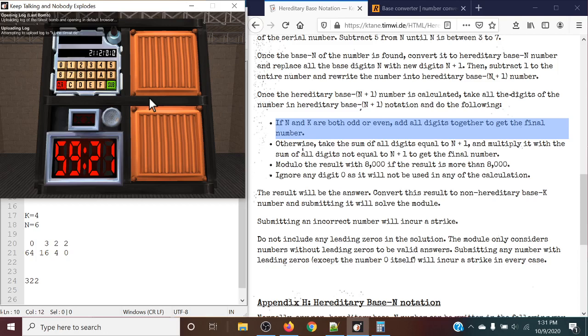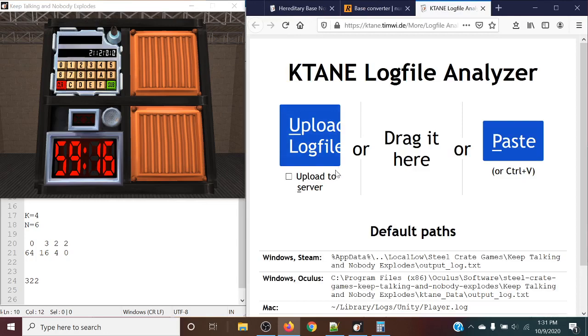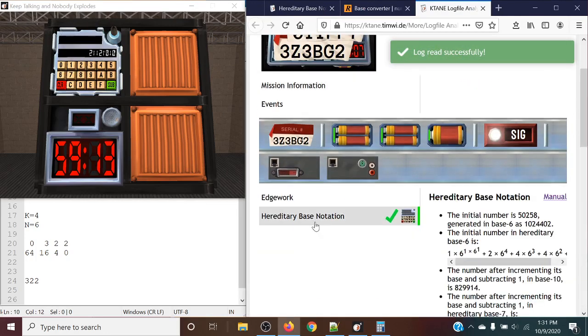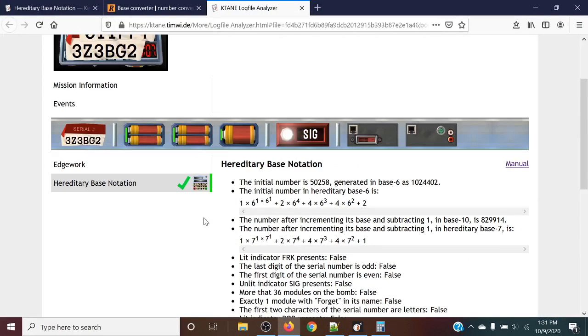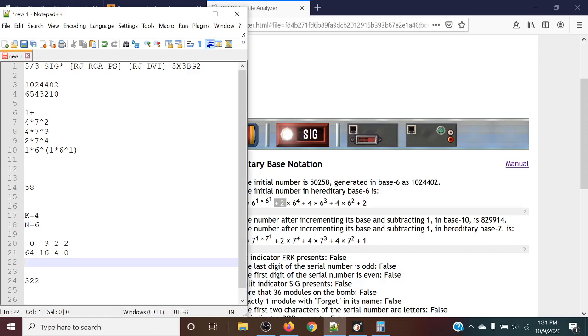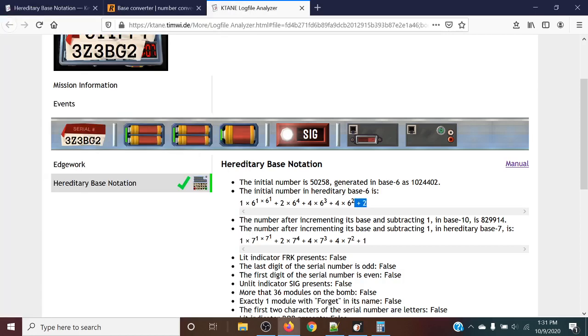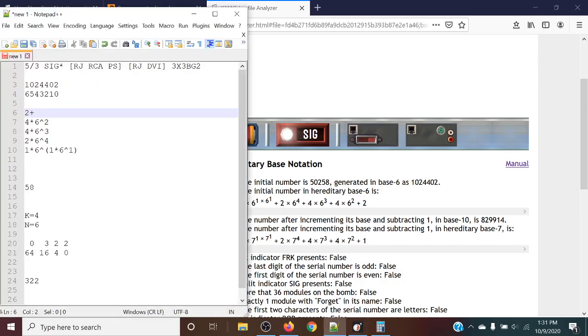Let's go to the logging to give a better example of how the module looks in the logging. As you can see here, I'm going to open this up. We did 1 to the power of 6 over 1 plus 2. So as you can see here, let's convert them all back to 6s. 6, 6, and then this was a 2. So we had plus 2, and then we had 4 times 6 to the power of 2. Then we had 4 times 6 to the power of 3. Then 2 times 6 to the power of 4.